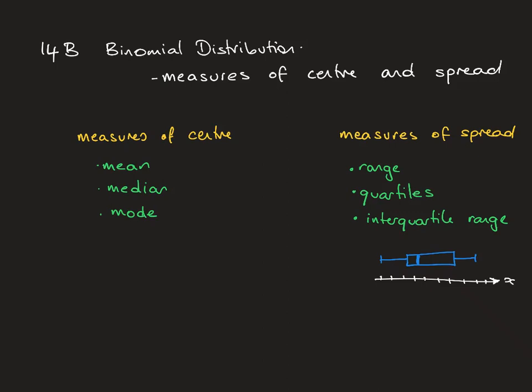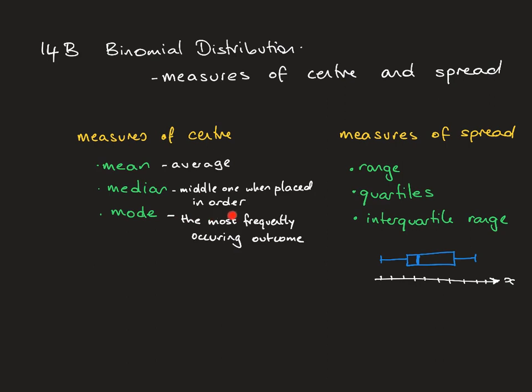In this video, the second part of 14b, we're going to look at measures of centre and spread for binomial distribution. So our measures of centre from our work in earlier years are the mean, the median and the mode. So the mean is your average, add them all up and divide by how many there are. The median is the middle one when you put them in order, and the mode is the one that occurs most often.